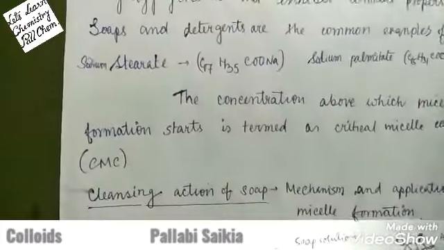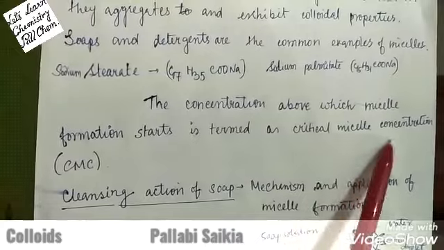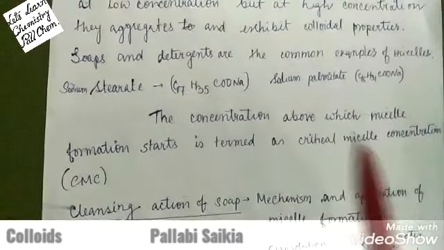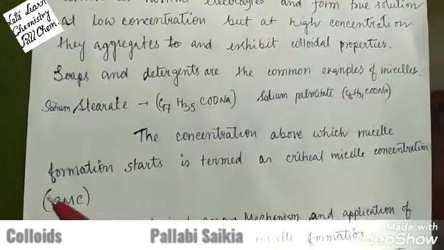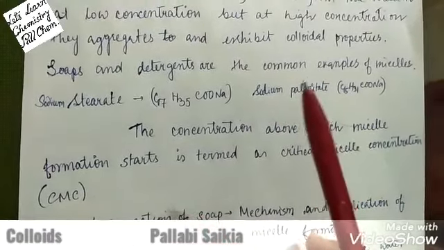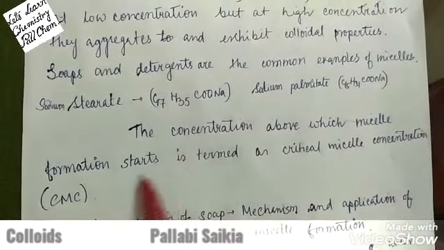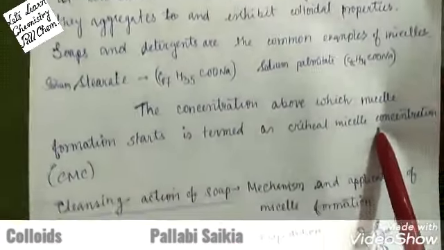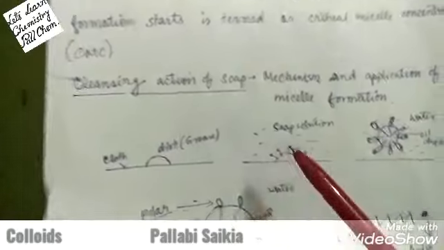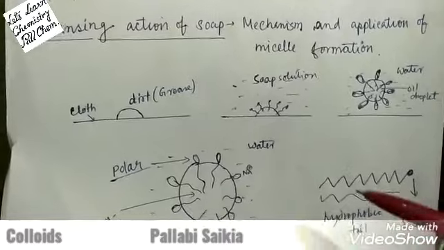The concentration above which micelle formation starts is termed the critical micelle concentration. So the concentration below which it behaves as an electrolyte, and above which it behaves as a colloid, is the critical micelle concentration. Now the mechanism of micelle formation: the cleansing action of soap.